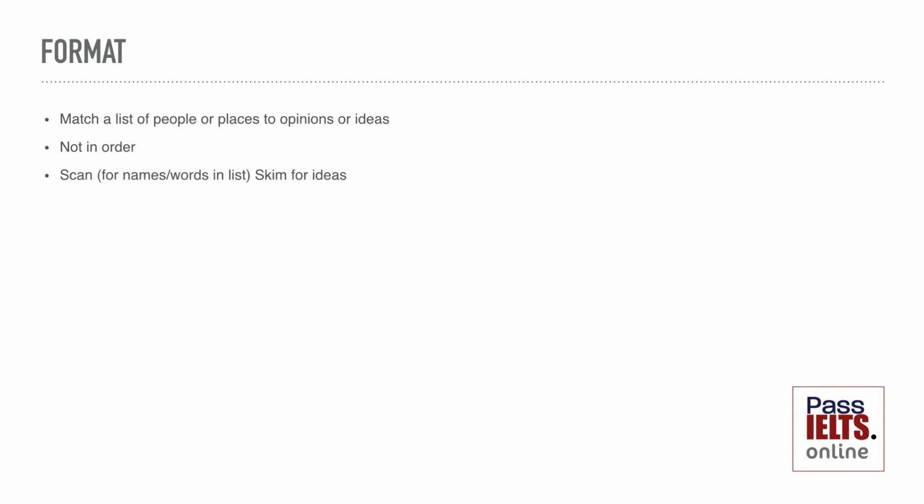Now we're going to look at the format of this type of question. The task is to match a list of people or places to opinions or ideas which are in the questions. The answers are not in order. You will have to scan for the names or words in the list and then skim for the ideas in the questions. First of all, you scan for the words in the list. You can do them all at once if you like. Then you go back to the first one and underline what is written about the words. Then you match that with one of the opinions or ideas in the questions.